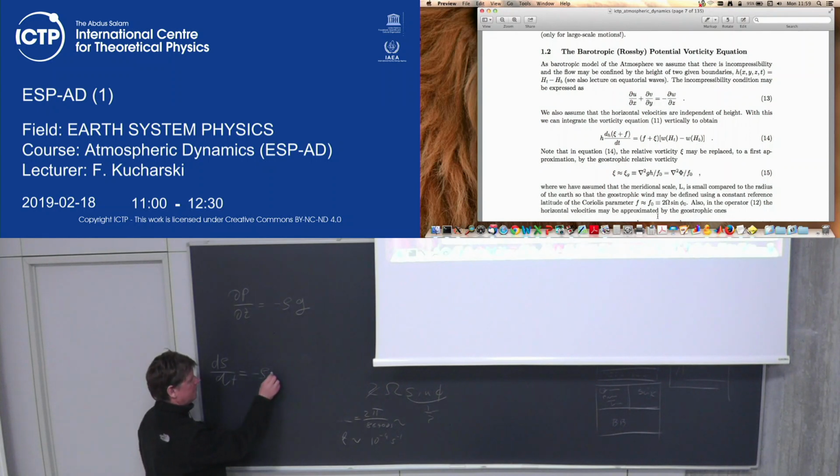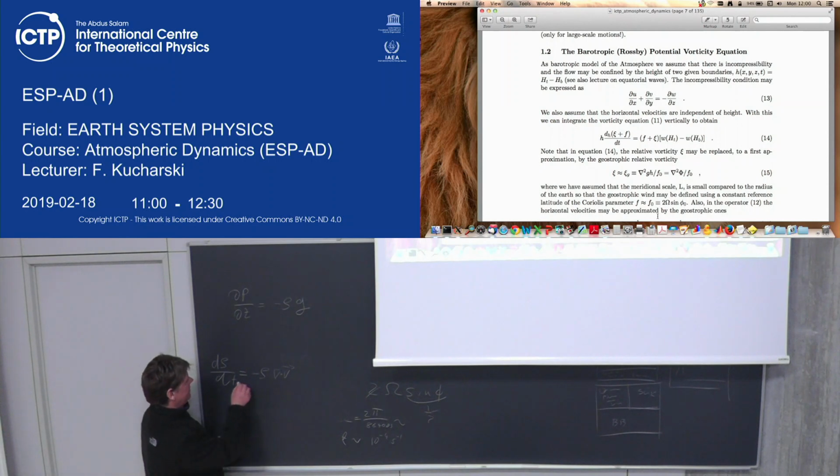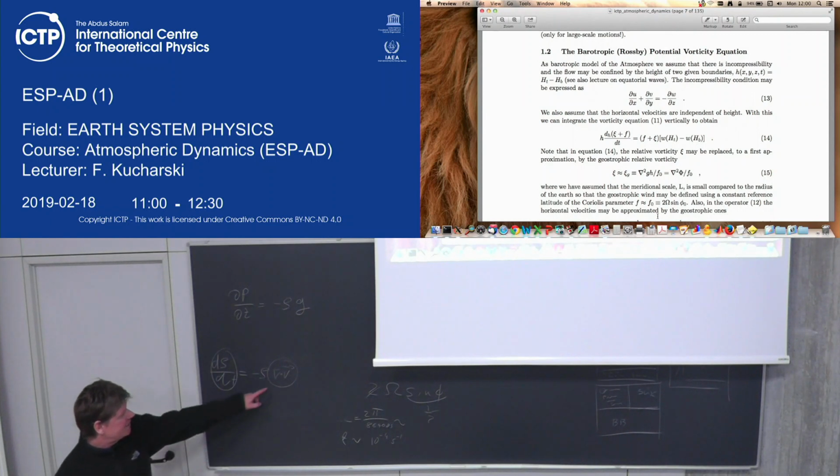Minus rho divergence, right? That's our continuity equation, and this equation would be the correct equation to use in the atmosphere. Now we are using our hammer again and say, okay, this is much too complicated. A good approximation, even in the atmosphere, is to say that the variations of density are small compared to the variations explained by this term.